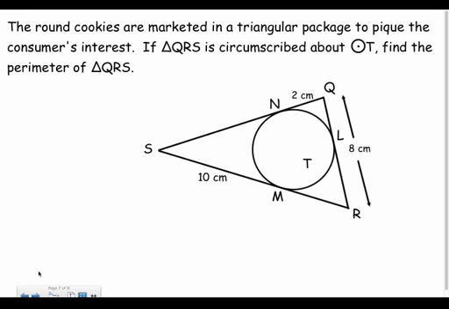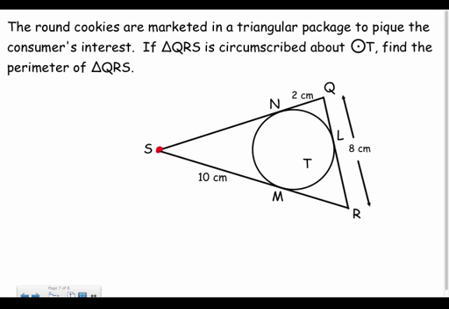So let's use that here. It says the round cookies are marketed in a triangular package to pique the consumer's interest. That's right, kind of enhance their interest or intensify it. If triangle QRS is circumscribed about circle T, find the perimeter of QRS. So I need to know all this information. Well, let's take a look.